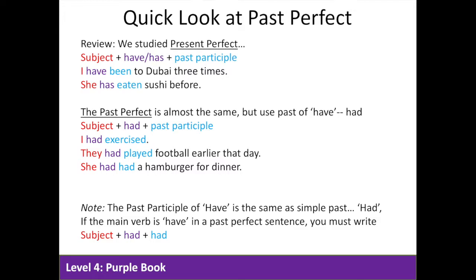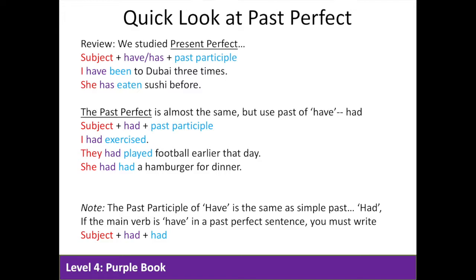The past perfect is almost the same, but instead of have, we use had. The grammar structure: start with the subject, followed by had, then the past participle. Some examples: I had exercised. They had played football earlier that day. She had had a hamburger for dinner.